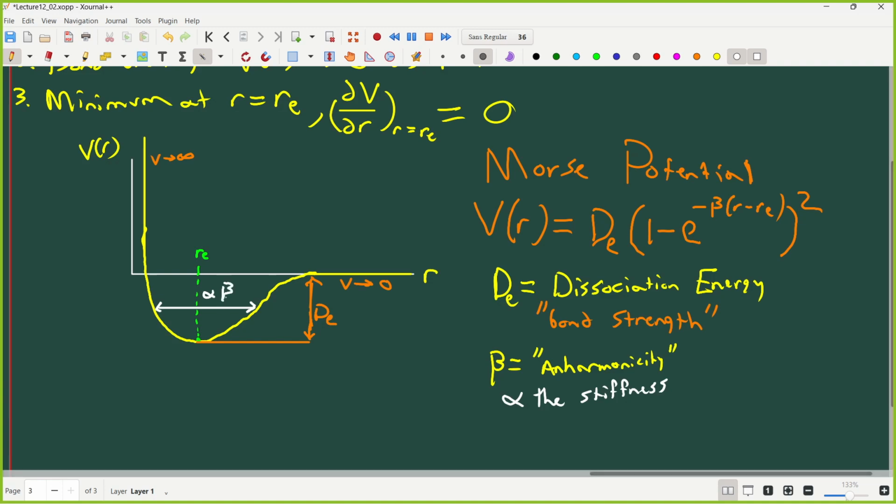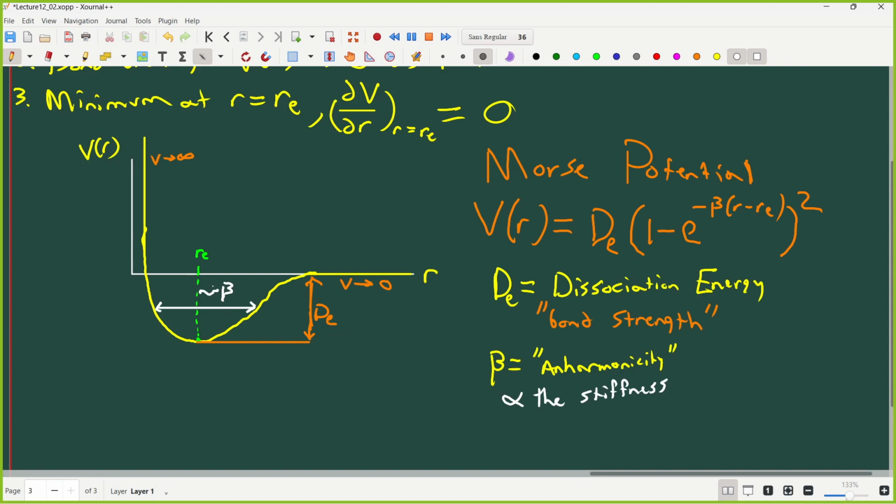So beta kind of tells you how floppy this bond is. How rapidly does the energy increase as you move the bond a little bit? So beta tells you something about the steepness of the potential. Let me get rid of that alpha there. That's not an alpha; it's proportional, approximately beta. It's a little off from beta, but it's close.